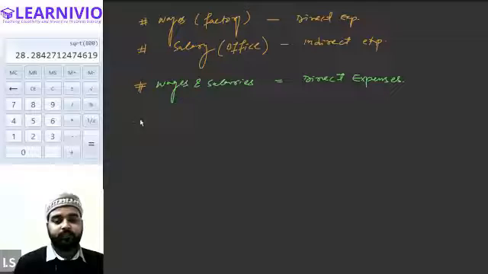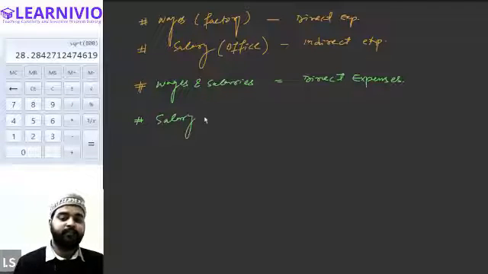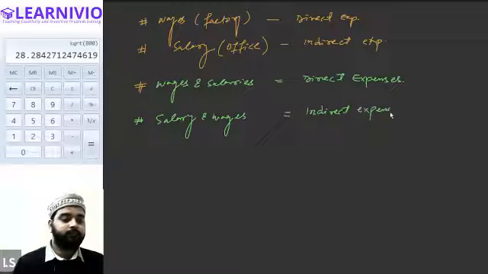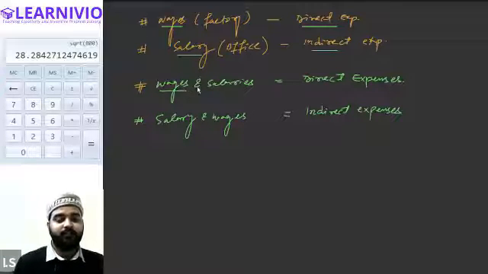Now, one more important thing, if the question specifies salary and wages, salary first and wages after that, now it will be treated as an indirect expense. Got it? If only wages is mentioned, it is a factory expense, direct expense. If salary is mentioned, it is an indirect expense. If wages and salaries are collectively written, direct expense. If salary is written before wages, then it will be indirect expense.